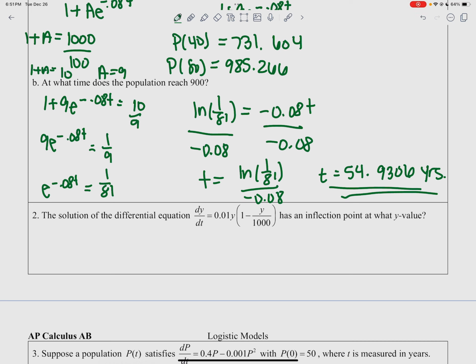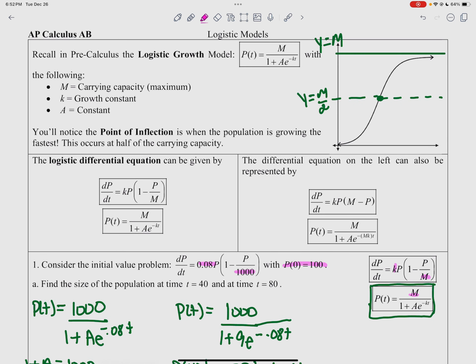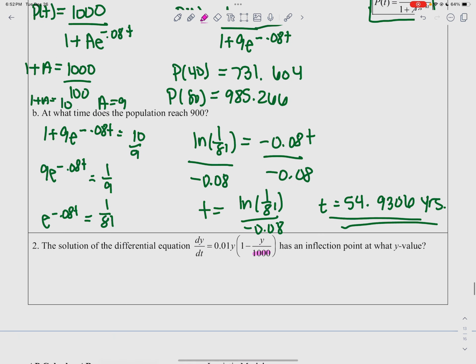All right, number 2, the solution of the differential equation dy/dt is equal to 0.01y times 1 minus y over 1,000 has an inflection point at what y value? It's not asking us to find the x value, it's just asking us to find the y value. And remember that the inflection occurs when the population is growing the fastest, aka at half of the carrying capacity. So in this case, my carrying capacity is 1,000, which means that the y value of the point of inflection is going to be 500.